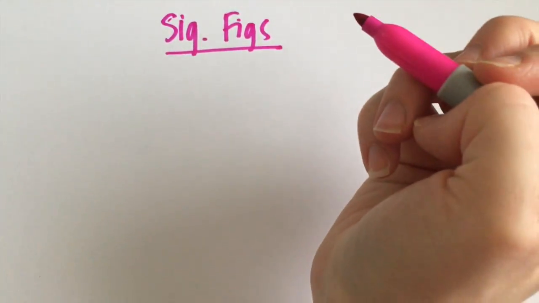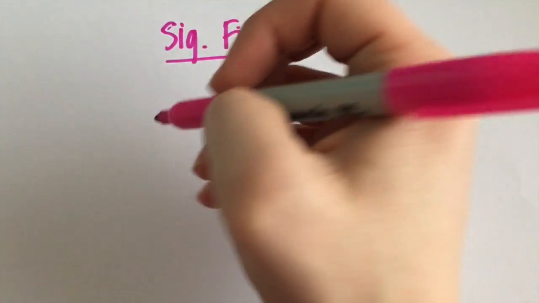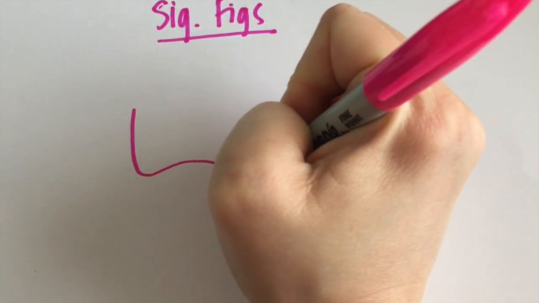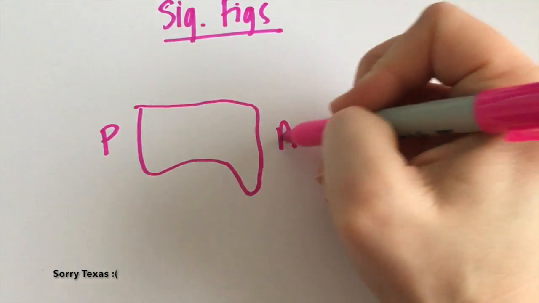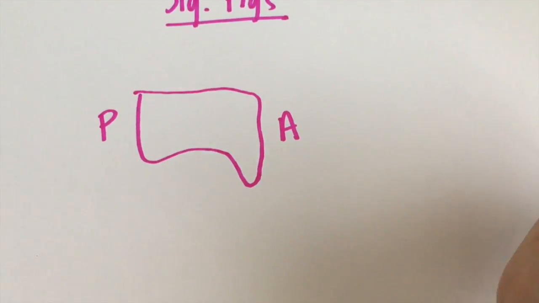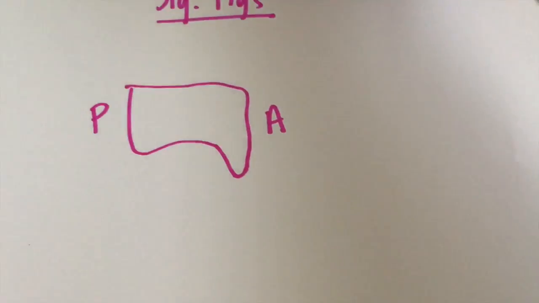How do we know how many? That's the first thing we're going to look at. I have a simple rule. It's called the Atlantic-Pacific Rule. If this is a map of the USA, it's ugly, I know, but this is the Pacific side and that's the Atlantic side of the USA, right? The first thing you want to look at when you have a problem is: is there a decimal point present?